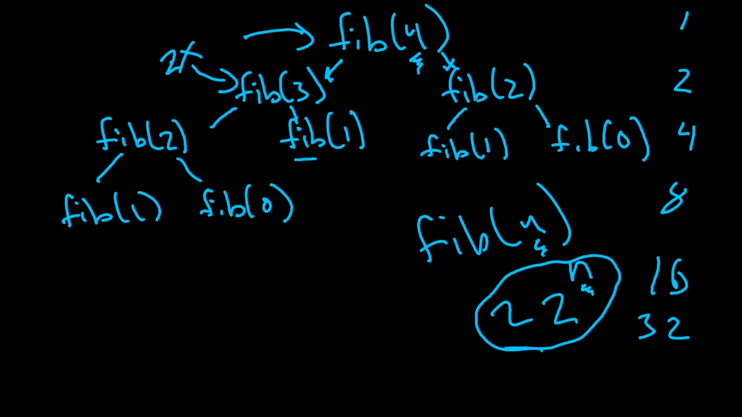And we can see here there's a bunch of work being repeated. We see fib of 1 is in here multiple times, fib of 0 is in here multiple times, fib of 2 is in here multiple times. How we avoid all this wasted effort is a different topic, but I just want to trace for you what is actually happening.